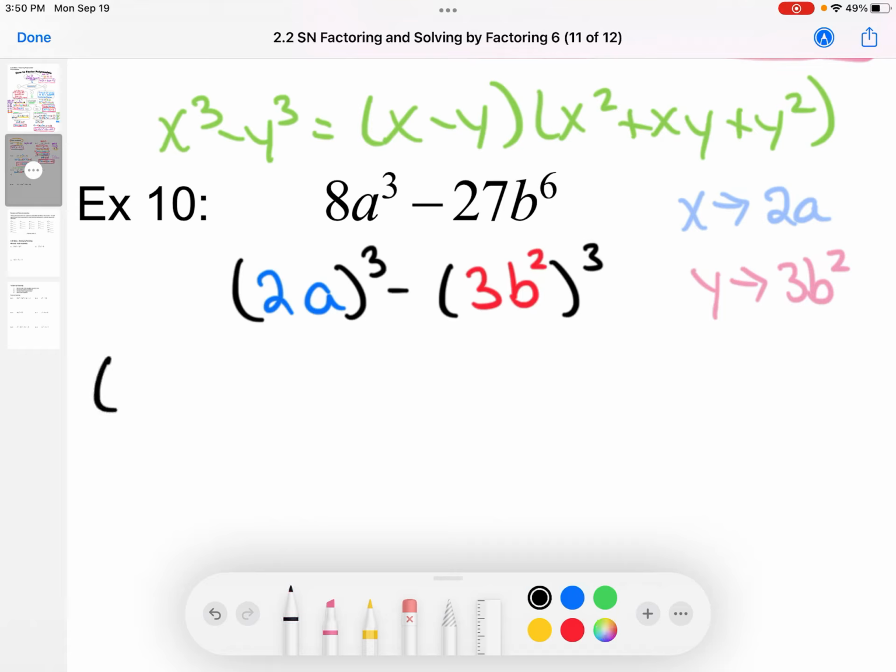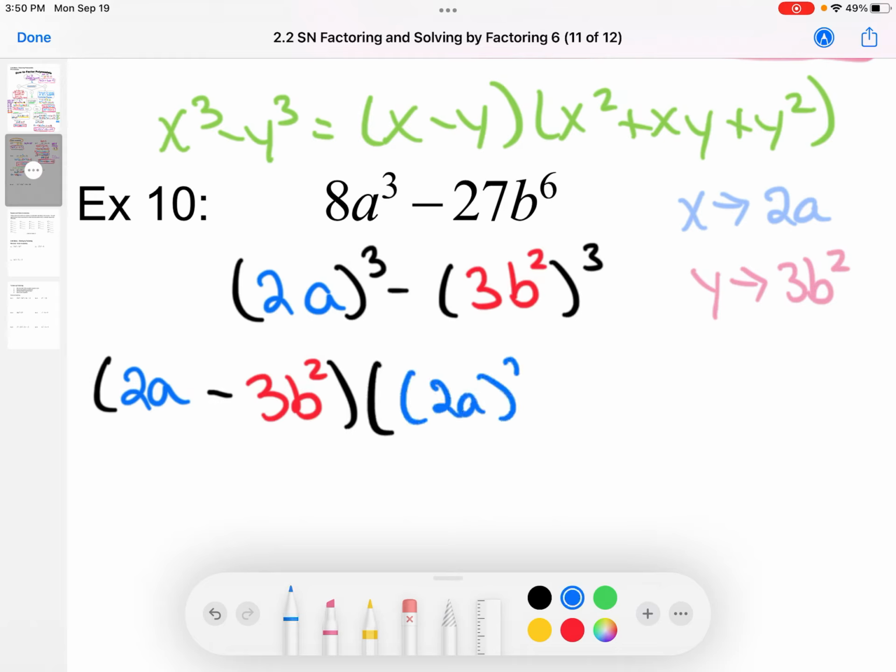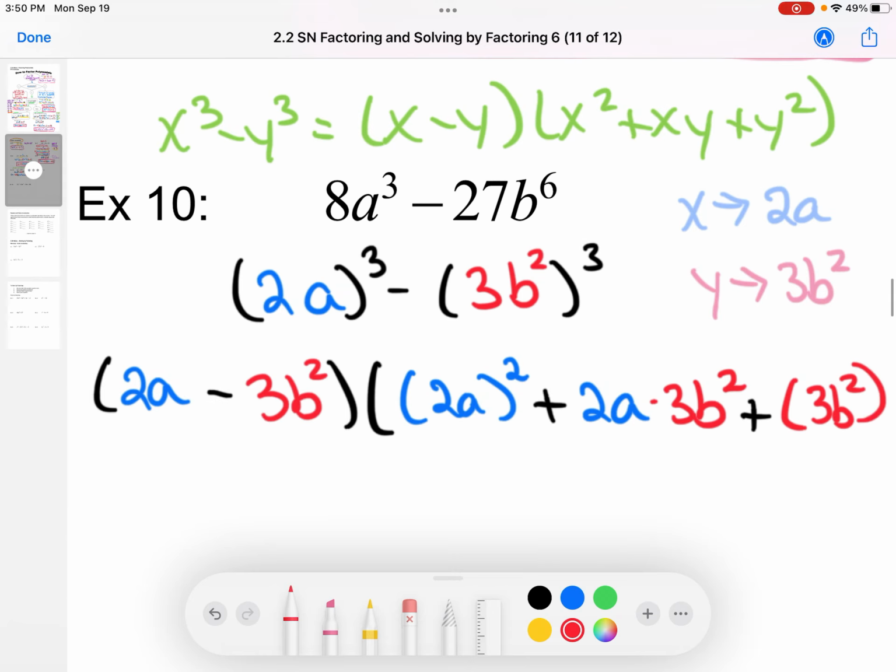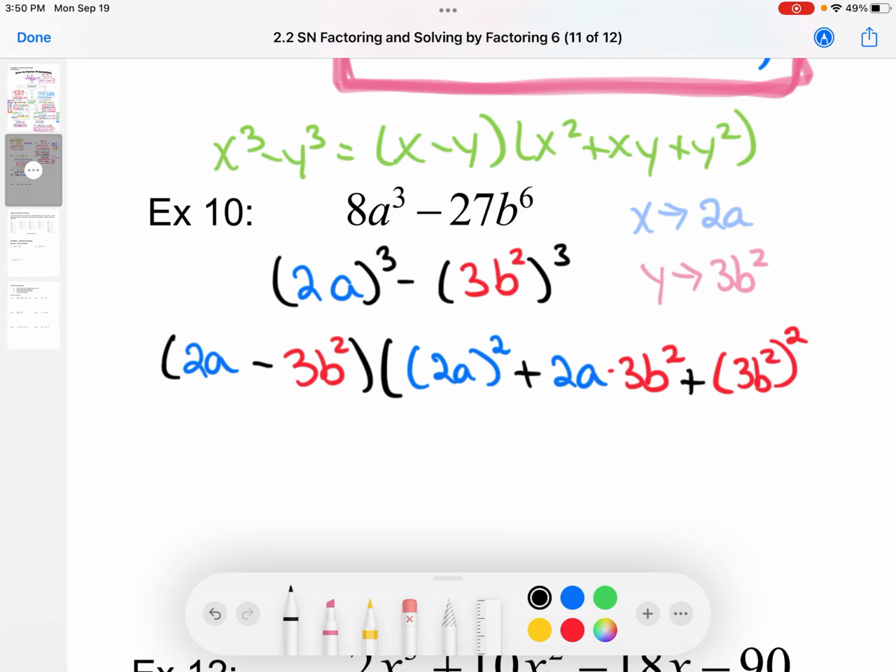Okay, so this first parentheses will have the same sign as the original problem. So that will be 2a minus 3b squared. Then the second parentheses, we'll take the 2a and we'll square it. Then plus, we take the 2a and we multiply it by the 3b squared. And then there's another plus. And then we take 3b squared and we square all of it.